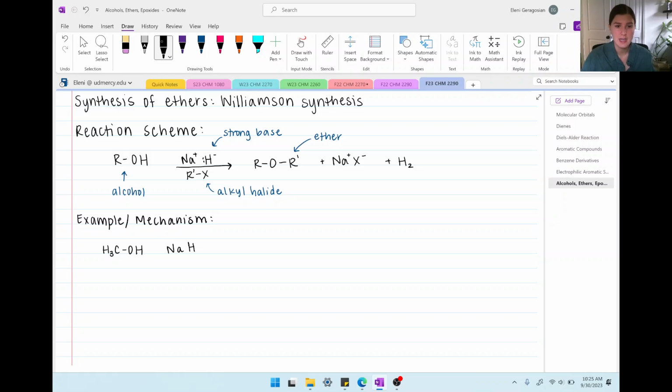Just remember, anytime you see a sodium or anything in the first or second column on the periodic table, that's always going to have a positive charge. So that means whatever else is paired with it has a negative charge. I'll add the charges in here just so we can remember that we have positive sodium, negative hydrogen. That makes it a strong base.